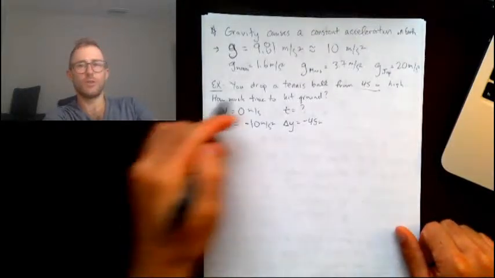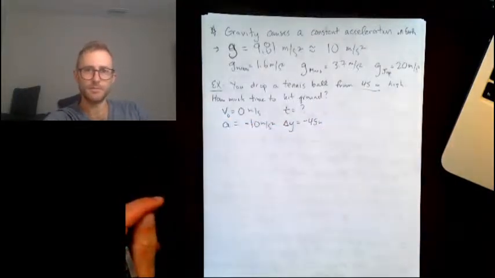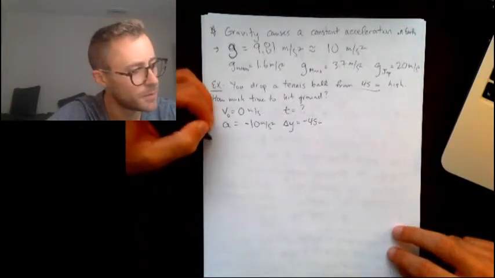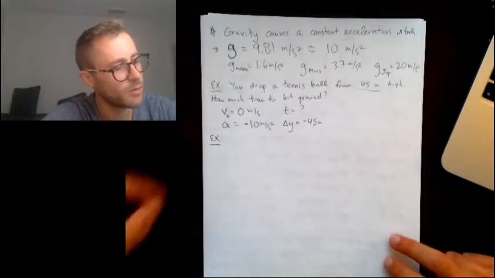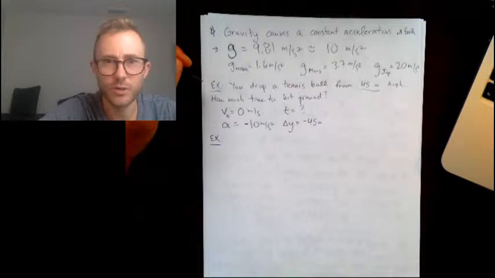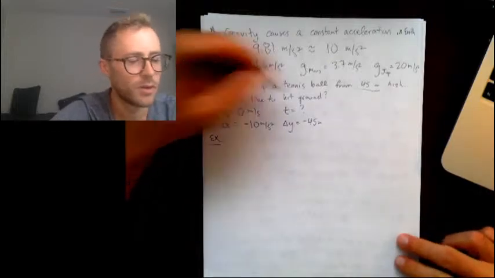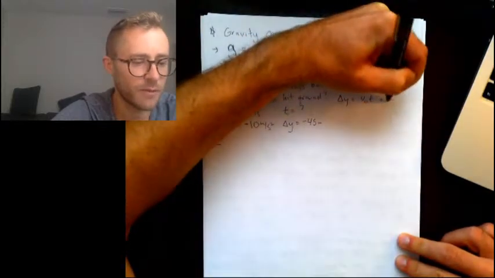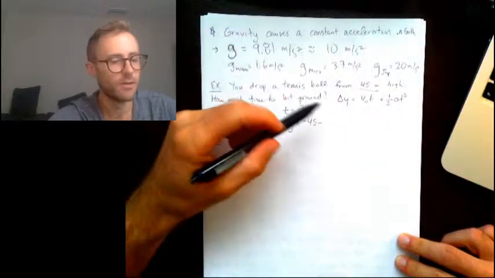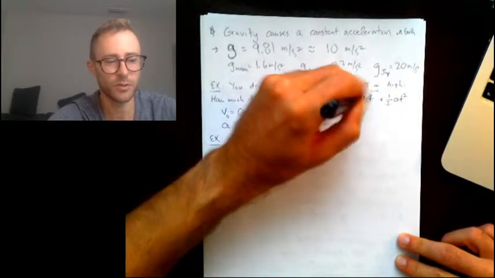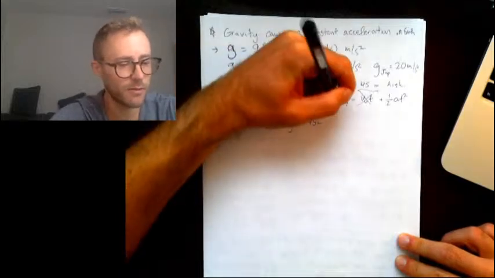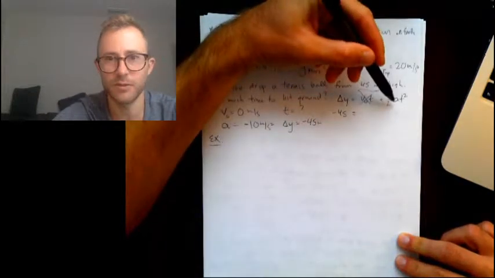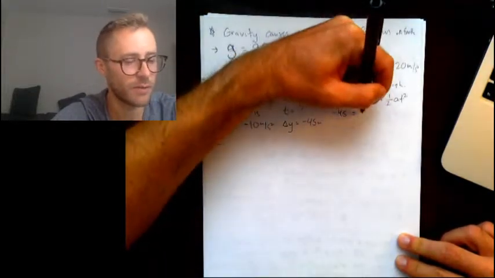So which kinematics equation would we use for this? Someone tell me. While I write up the next example. Equation 1, yes. So we have delta y equals v naught t plus 1/2 a t squared. V naught is 0, so this term goes away. Delta y is -45. The acceleration is -10, so 1/2 of -10 is -5.